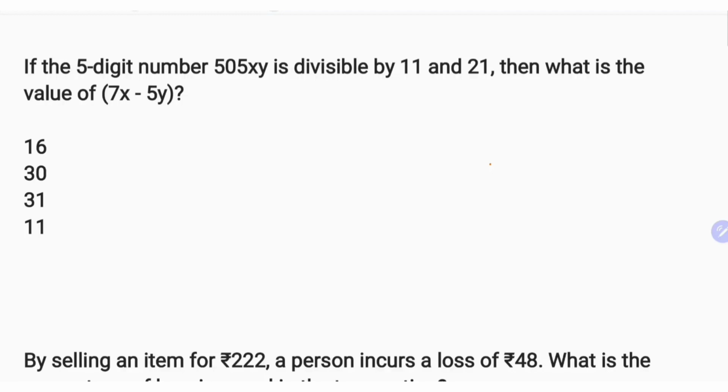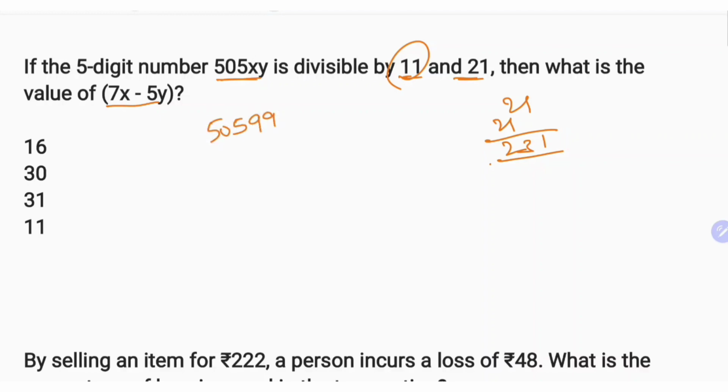So please be careful. The next question: if the 5-digit number is divisible by 11 and 21, then what is 7x minus 5y? First of all, I can tell you the procedure. It is a 5-digit number and divisible by 11 and 21. The LCM of 11 and 21: 11 is a prime number, so the LCM must be 231.